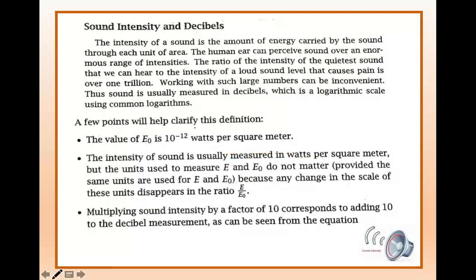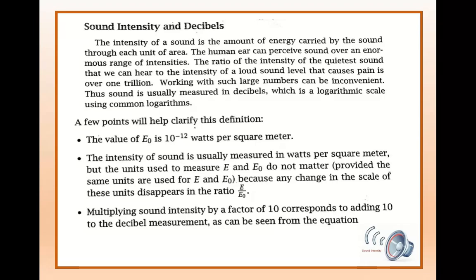Very interesting. We also have sound intensity and decibels. The intensity of a sound is the amount of energy carried by the sound through each unit of area. The human ear can perceive sound over an enormous range of intensities. The ratio of the intensity of the loudest level that causes pain to the intensity of the quietest sound that we can hear is over 1 trillion. How crazy is that?